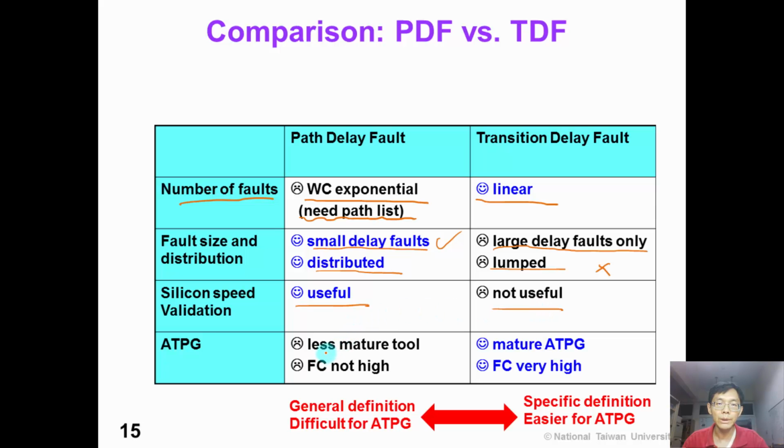Finally, in terms of ATPG, path delay fault ATPG is less mature, and the fault coverage is typically not very high. In comparison, transition delay fault ATPG is very mature because it's based on single stuck-at fault ATPG, and the fault coverage is typically very high. In summary, PDF is very general in terms of definition, but it's difficult for ATPG. But TDF is relatively specific in terms of definition and is easier for ATPG.